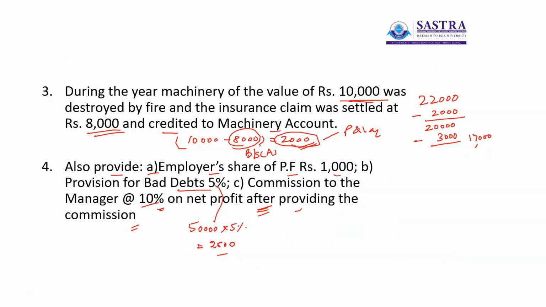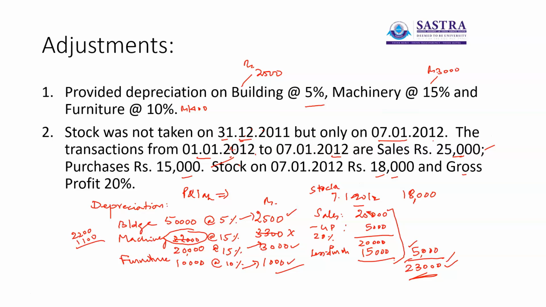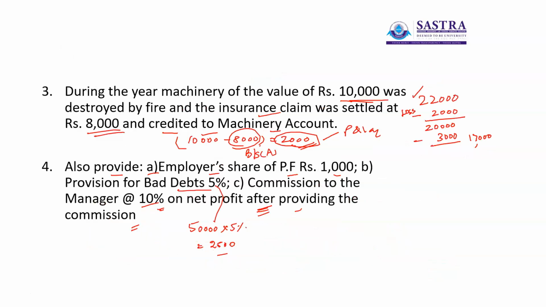And on the adjustment, it is given the compensation received from the insurance company is credited to machinery account. So we have not taken into account 8,000. So we have to presume that this 22,000 is inclusive of 8,000. This will not be shown separately in the balance sheet. Out of this 22,000, less loss of 2,000, and on that less depreciation at the rate of 15%, and the balance should be taken to the balance sheet.